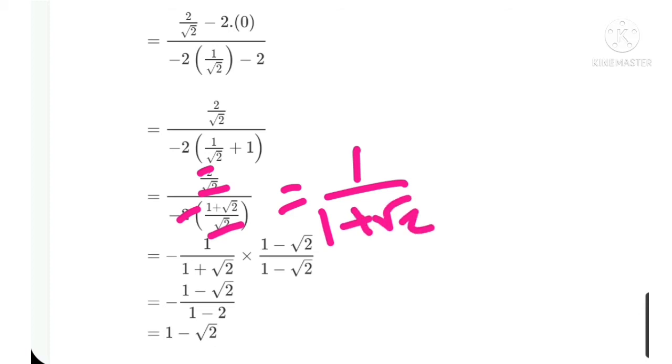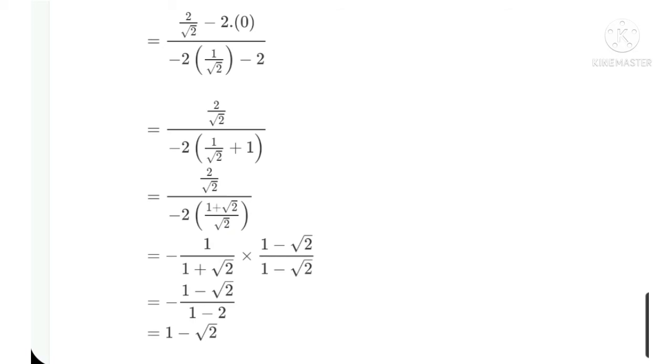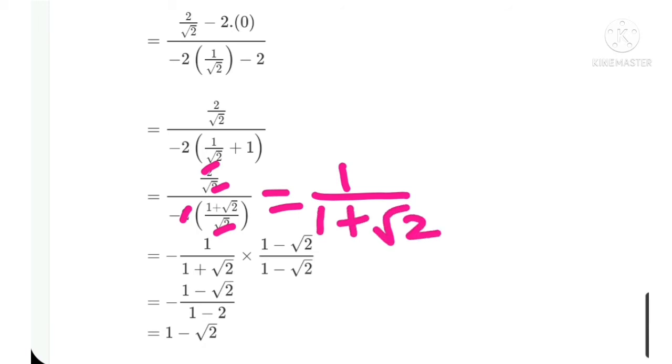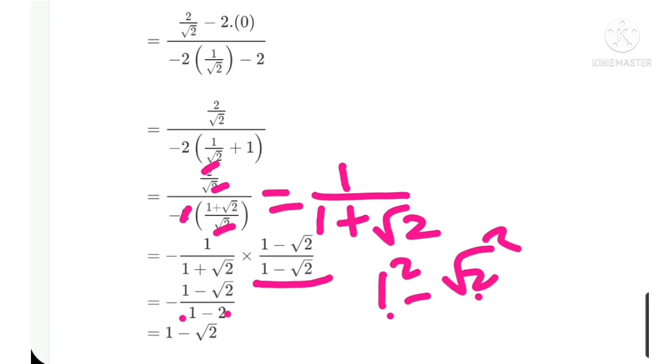and 2 also gets cancelled, so what remains is 1 upon 1 plus root 2 only. So here you rationalize the denominator, you multiply by 1 minus root 2. At the numerator what remains is 1 minus root 2, and at the denominator a plus b, a minus b means 1 square minus root 2 square. Root 2 square is 2, so minus 1 is there, minus minus plus. So the final answer is 1 minus root 2.